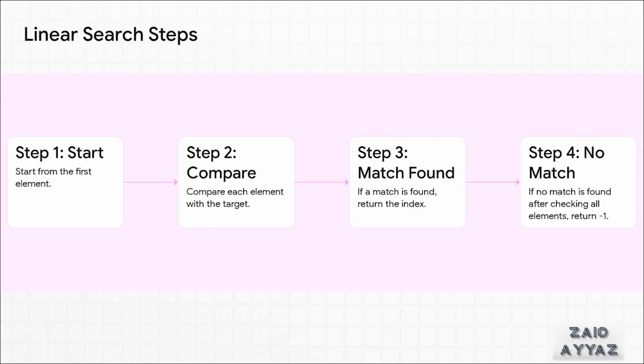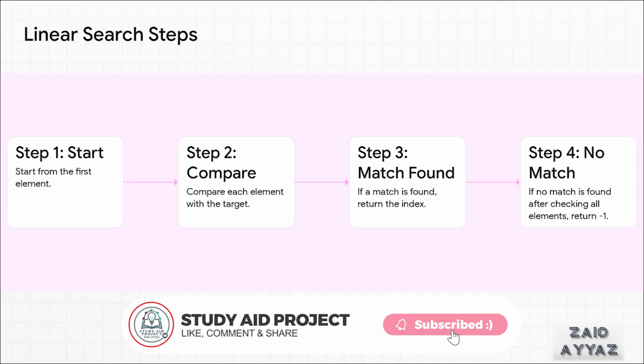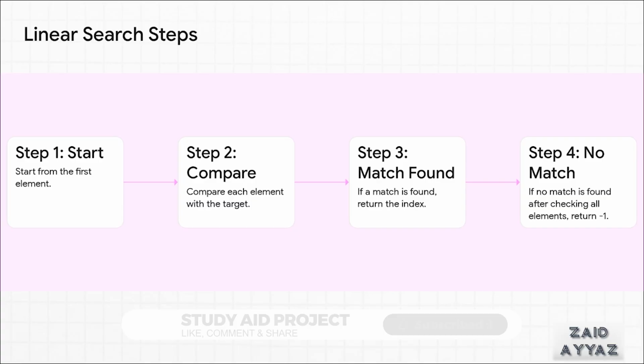The logic here is, well, about as simple as it gets. You just start right at the beginning of the list. You ask, is this what I'm looking for? If the answer is yes, great, you're finished. If it's no, you just take one step to the right and ask the exact same question again. You just keep doing that until you find it, or you run out of things to check.